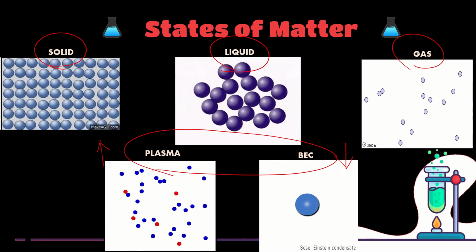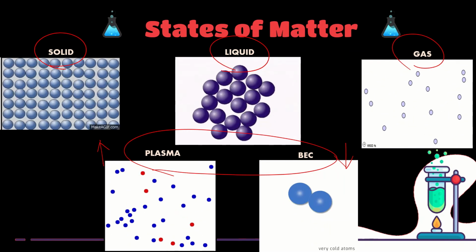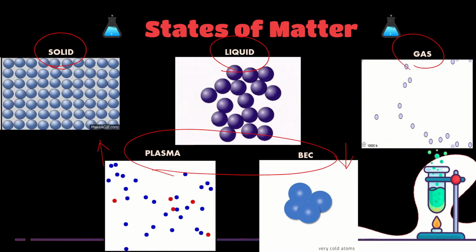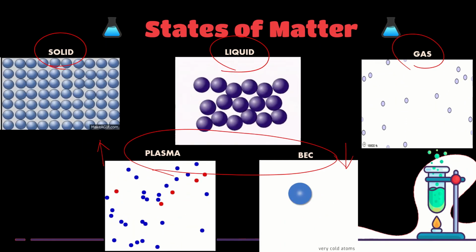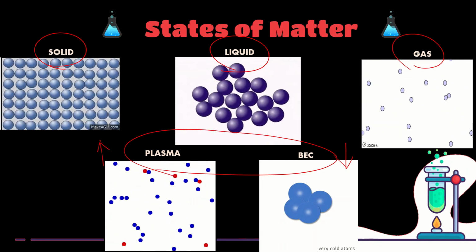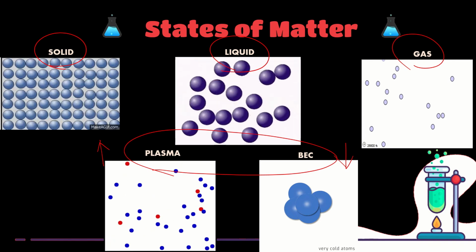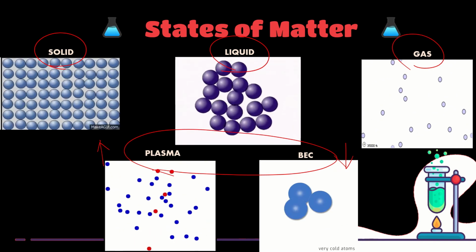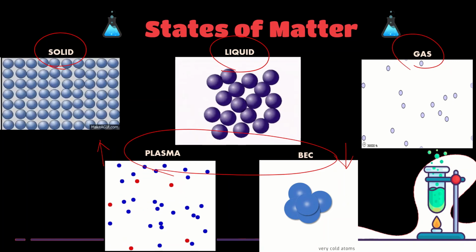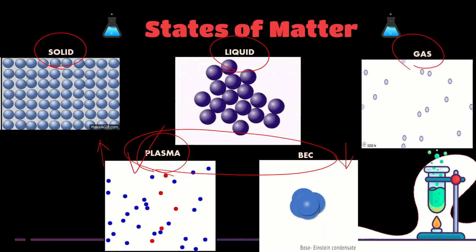And alin sa tingin ninyo sa limang ito ang pinaka-common sa universe na state of matter? I'll give you 5, 4, 3, 2, 1. What's your guess? If you answered plasma, you are correct.